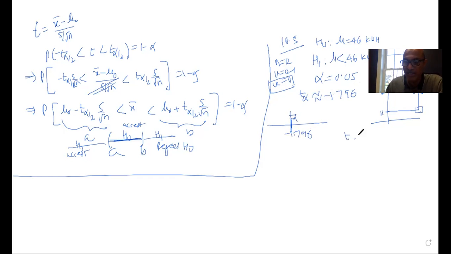Now I'm going to find my t, which is x bar minus nu divided by s over square root of n. What is my x bar, guys? Help me. My x bar is 42, that is given to us, and the sample standard deviation s is 11.9. So let me plug the values over here. It is 42 minus 46.